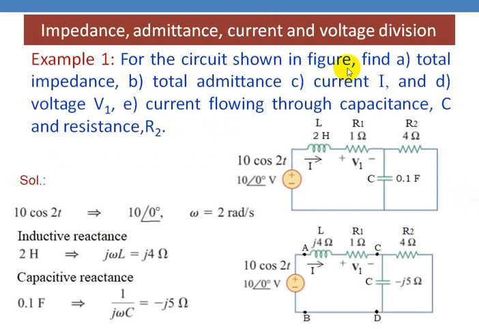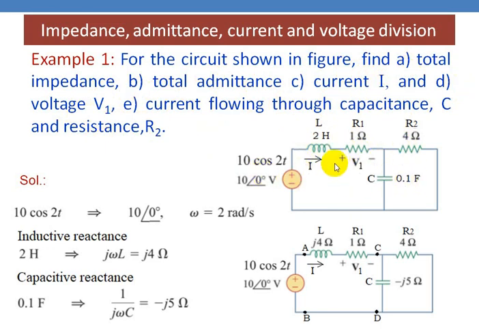For the circuit shown in figure, find A, the total impedance, B, total admittance, C, current I in the circuit, D, voltage V1, that is voltage across resistance R1, E, current flowing through the capacitance C and resistance R2.